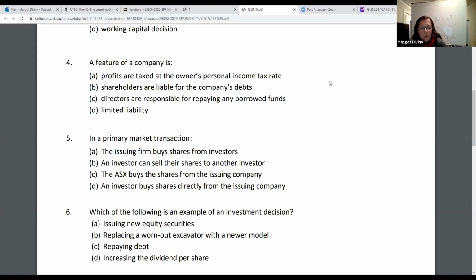And the last one: which of the following is an example of an investment decision? Is it B? Yes, it is. All the others, A, C, and D, are financing decisions. Having more equity or less debt or paying dividends are all finance decisions. So the only one that's an investment decision is the excavator idea.